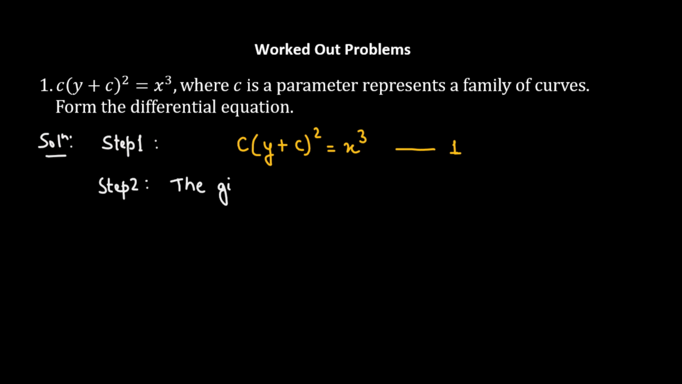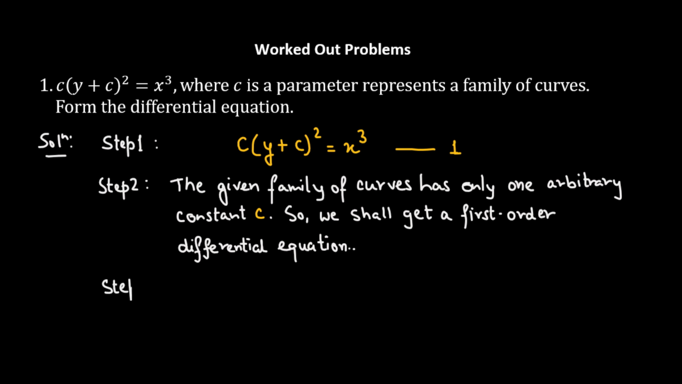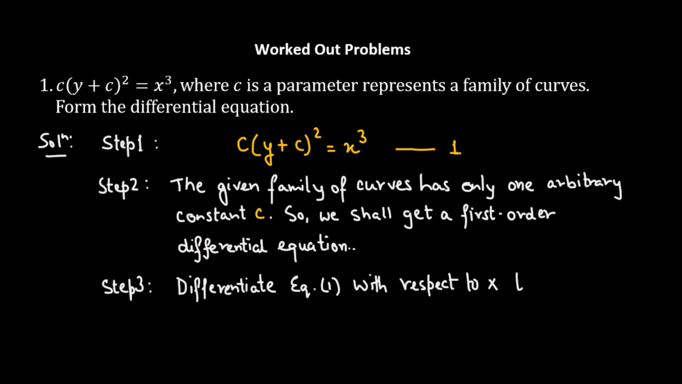Step number 2. The given family of curves has only one arbitrary constant, c. So we shall get a first order differential equation. Step number 3. Differentiate equation number 1 with respect to x to obtain c multiplied by 2 times (y plus c) times dy over dx, which is obtained by applying the chain rule, equals 3x squared. Let this be equation number 2.